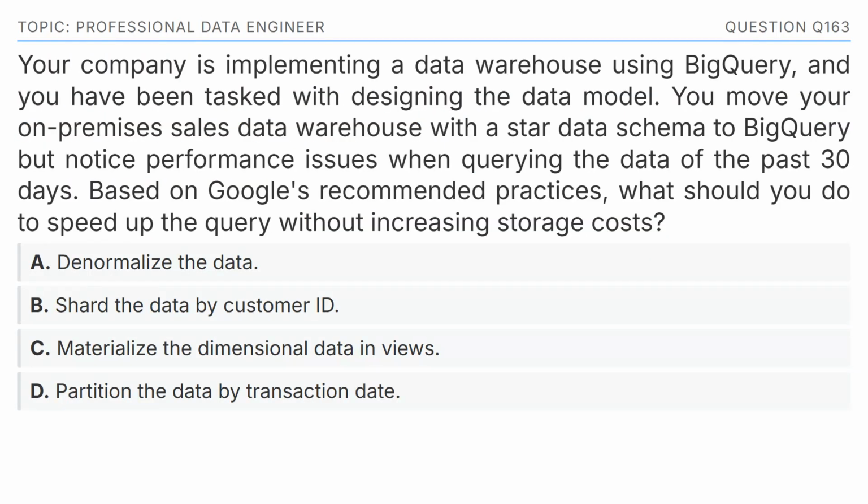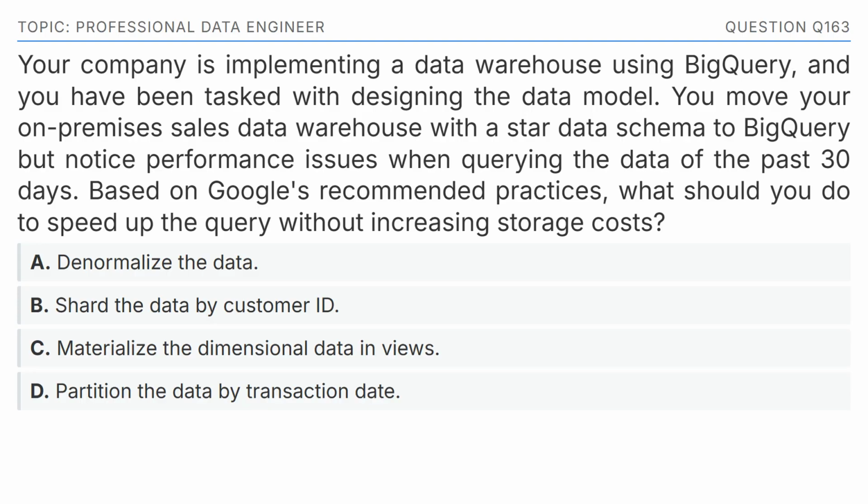Your company is implementing a data warehouse using BigQuery, and you have been tasked with designing the data model. You move your on-premises sales data warehouse with a star data schema to BigQuery but notice performance issues when querying the data of the past 30 days. Based on Google's recommended practices, what should you do to speed up the query without increasing storage costs?